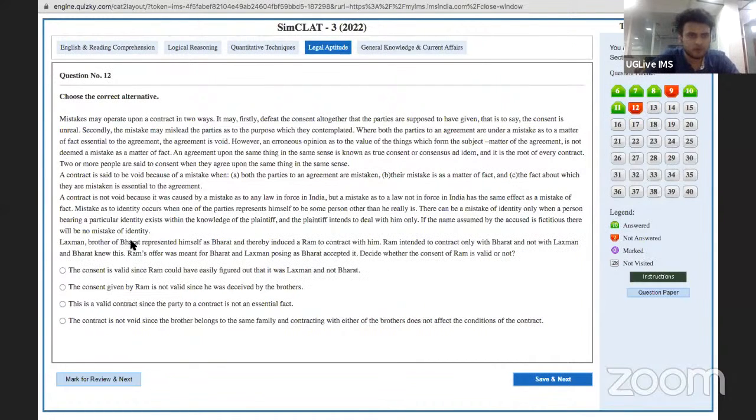Okay, let's move ahead. Lakshman, brother of Bharat, represented himself as Bharat and thereby induced Ram to contract with him. Ram intended to contract only with Bharat and not with Lakshman, and Bharat knew this. Ram's offer was meant for Bharat, and Lakshman, posing as Bharat, accepted it. Decide whether the consent of Ram is valid or not.